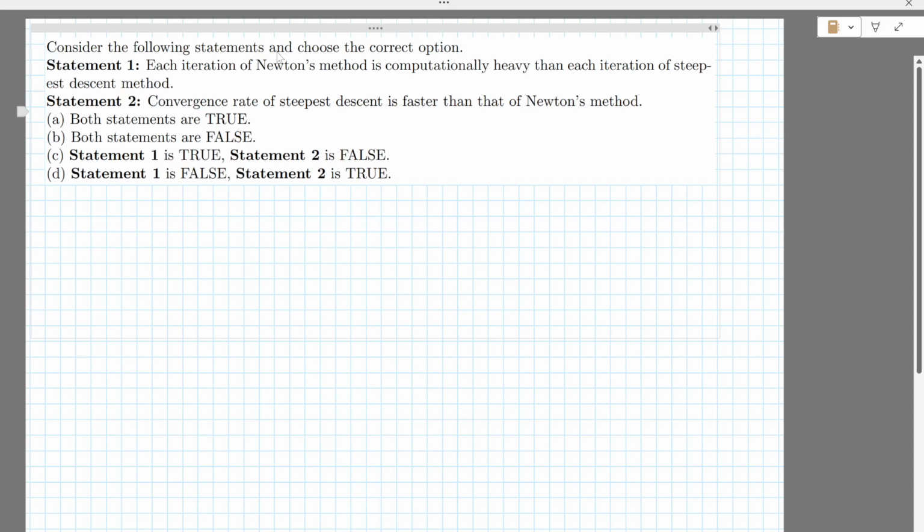So there are two statements, and we need to say which is true and which is false. Each iteration of Newton's method is computationally heavier than each iteration of steepest descent method. Probably true, right? Because it requires the second derivative, and the inverse of it. Yeah, right, you need to compute the inverse of a matrix. So this is correct.